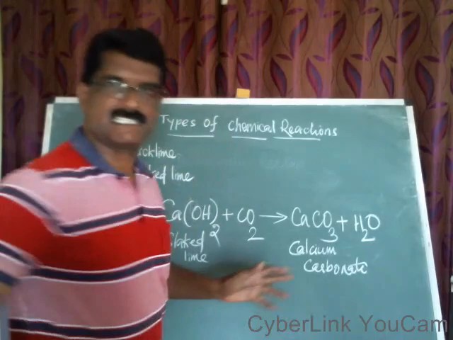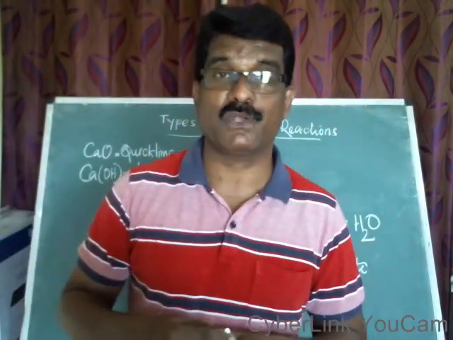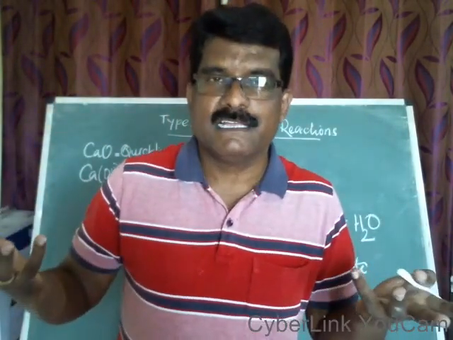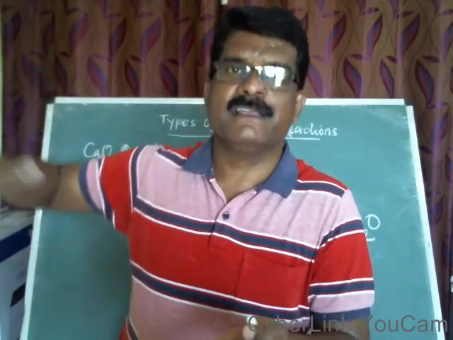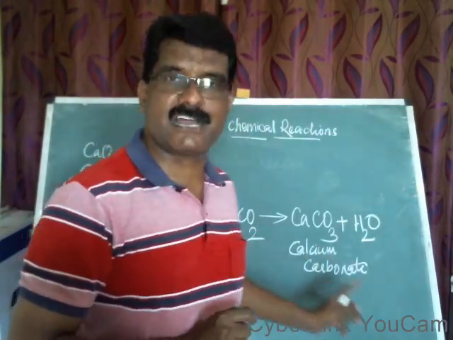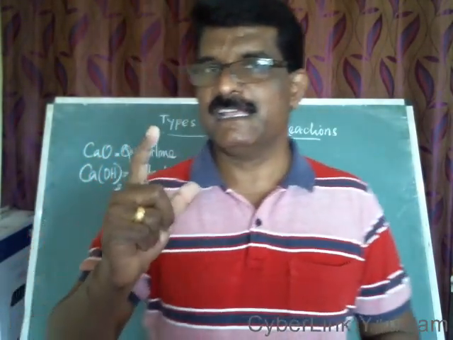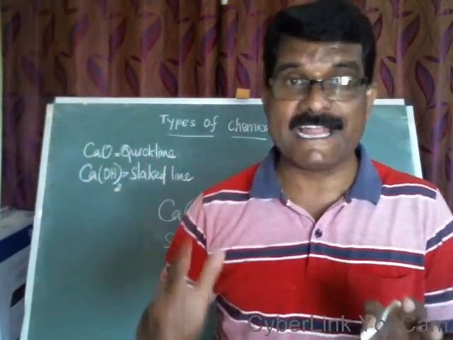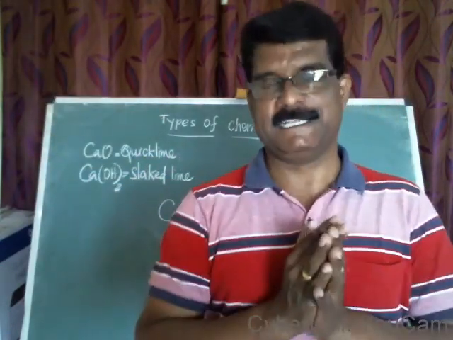within 1 or 2 days. The calcium carbonate is formed within 1 or 2 days. How? The slaked lime that we applied on the wall reacts with the carbon dioxide present in the air to produce calcium carbonate. That's why the wall becomes bright after 2 or 3 days.